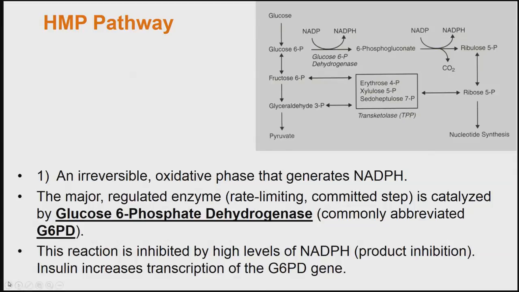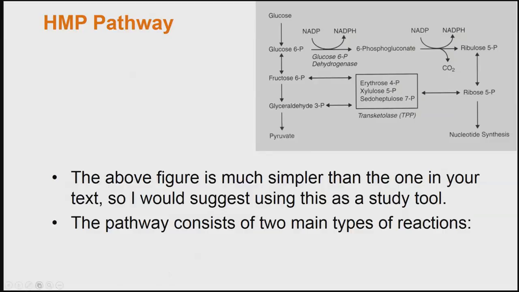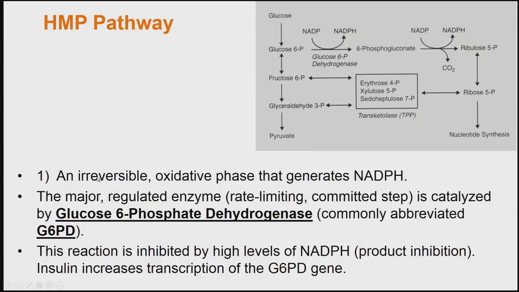There's two types of reactions in this pathway, so basically two phases. The first is this irreversible oxidative phase that generates NADPH. So that's one of the purposes of this pathway, right? We're going to generate NADPH. So the major enzyme, and this is the rate-limiting enzyme, the key regulatory enzyme for this pathway. Remember, whenever you hear that, that's how we're going to control a pathway. So this is the big one.